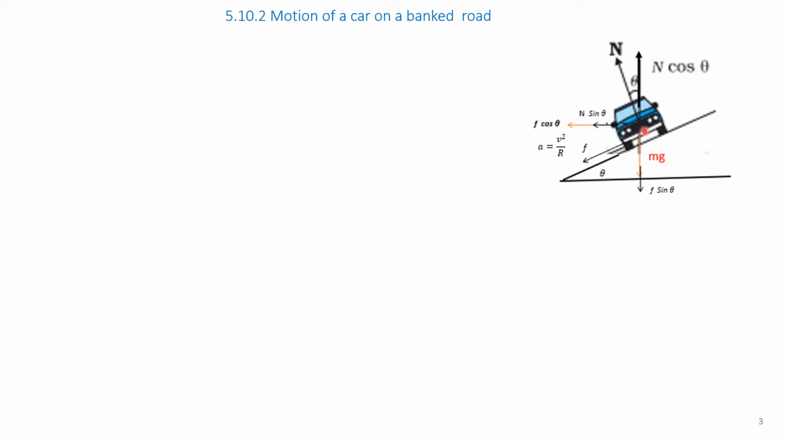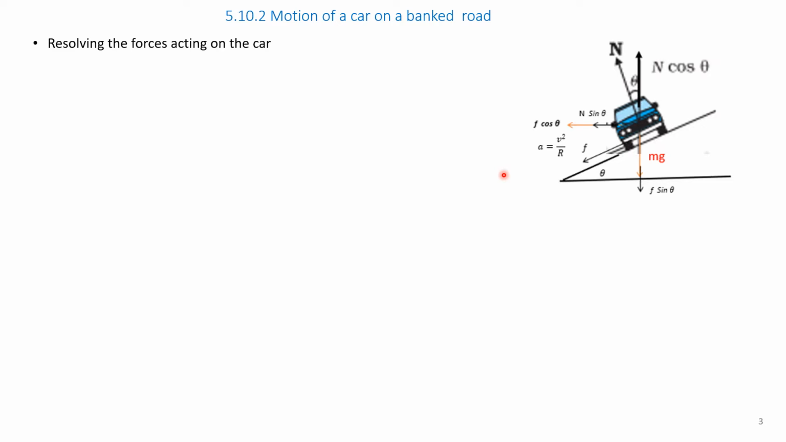The forces acting on this car are the inclined force N, which is normal to the road and inclined at theta. This force N can be resolved into two components, N cos theta and N sin theta, as shown in the figure. The second force acting on the car is the frictional force F, which is parallel to the inclined road at an angle theta, and this can be resolved into F cos theta, the horizontal component, and F sin theta, the vertical component. The third force, acting downwards, is due to the weight of the car and is equal to mg.